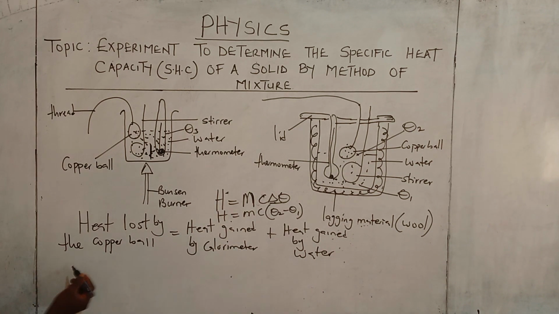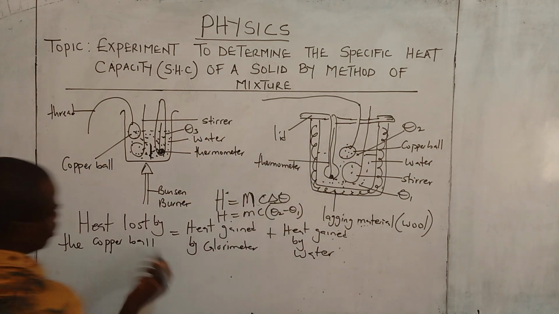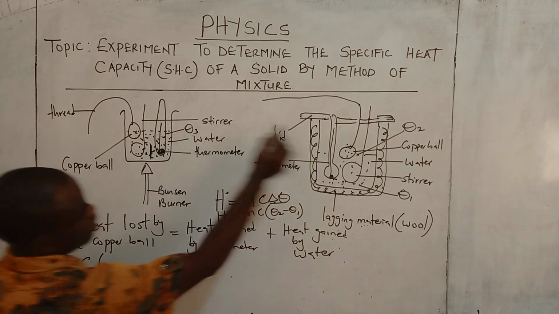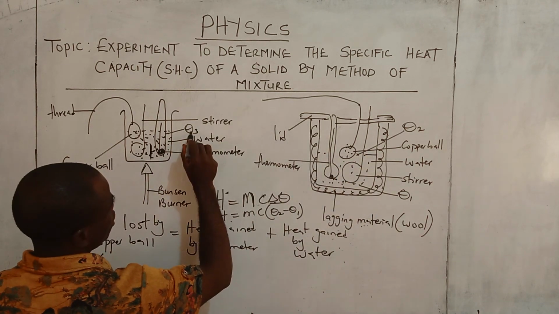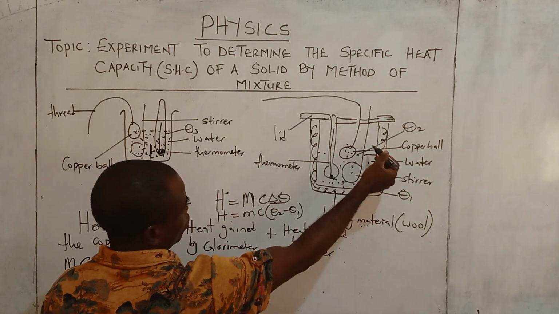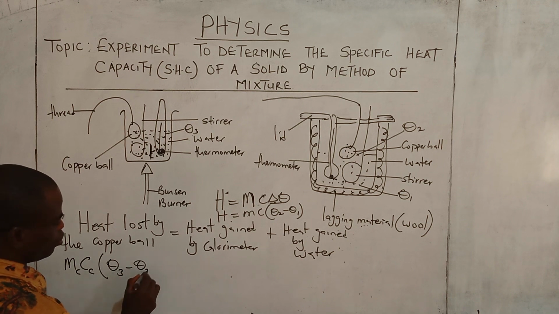Now we apply it here, but when you get to this point, you'll be changing it based on the values you have for temperature. Now for copper, let's say MC for copper, C being the specific heat capacity of the copper ball. Now let's come to temperature change. You come here: θ3 minus θ2, because the relationship is between θ3 and θ2 when the heat is lost. Now it will be θ3 minus θ2.